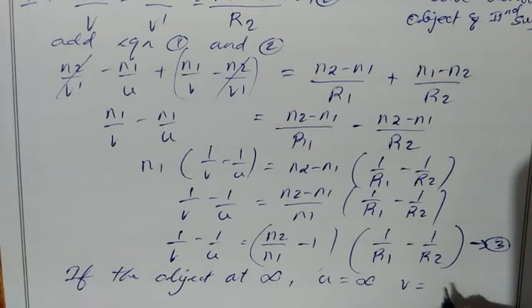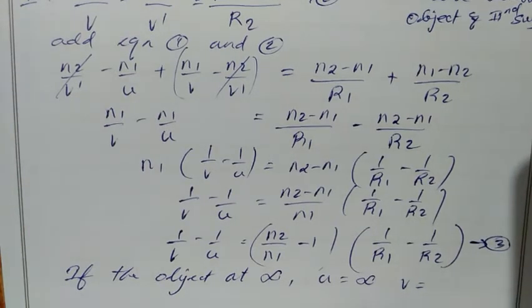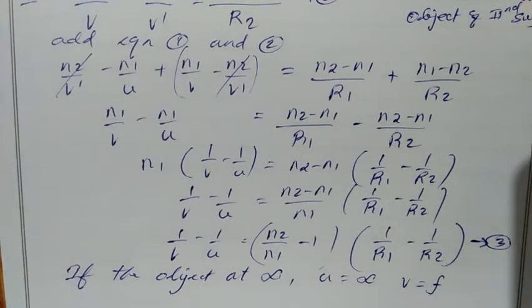Image distance is formed at focus point. Focus point is f1. So on the right side we have the image, so we can put positive f. Okay, the image is formed at the focus point. Then substitute this value in this equation.